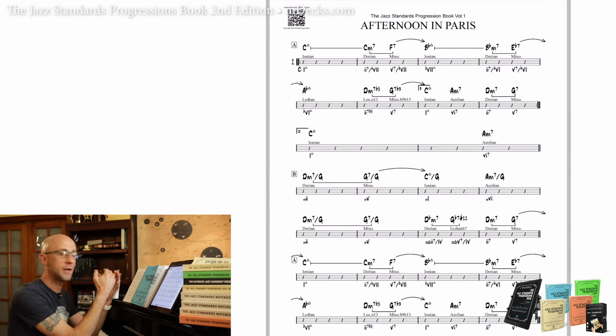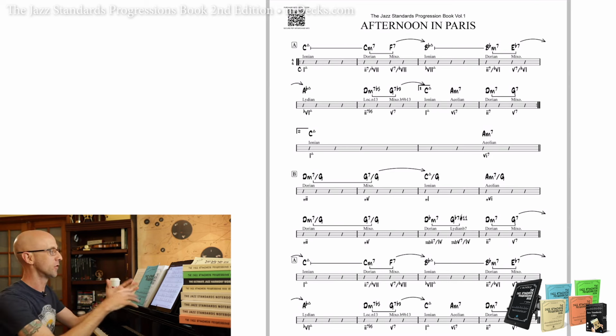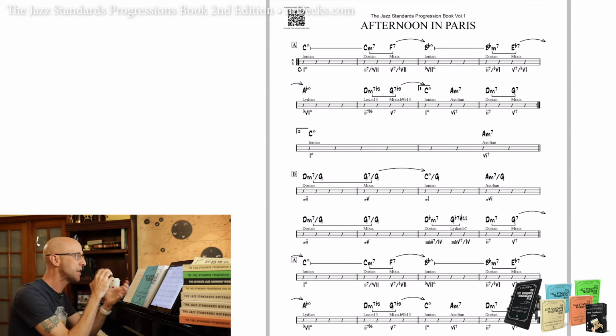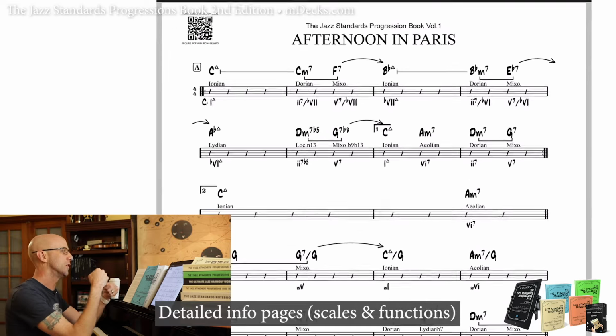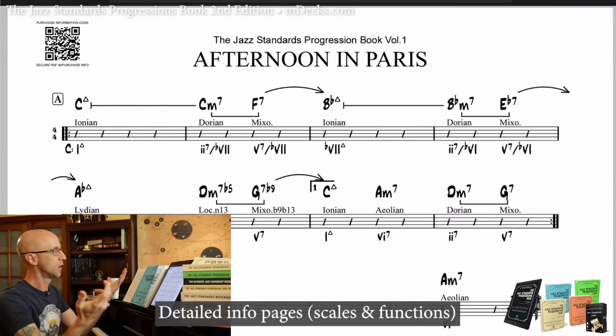So we already have all of the analysis here, all the cadence detectors, all the functions, and embedded in all of that is even more information about any of these functions or chords. Let me show you what I mean.